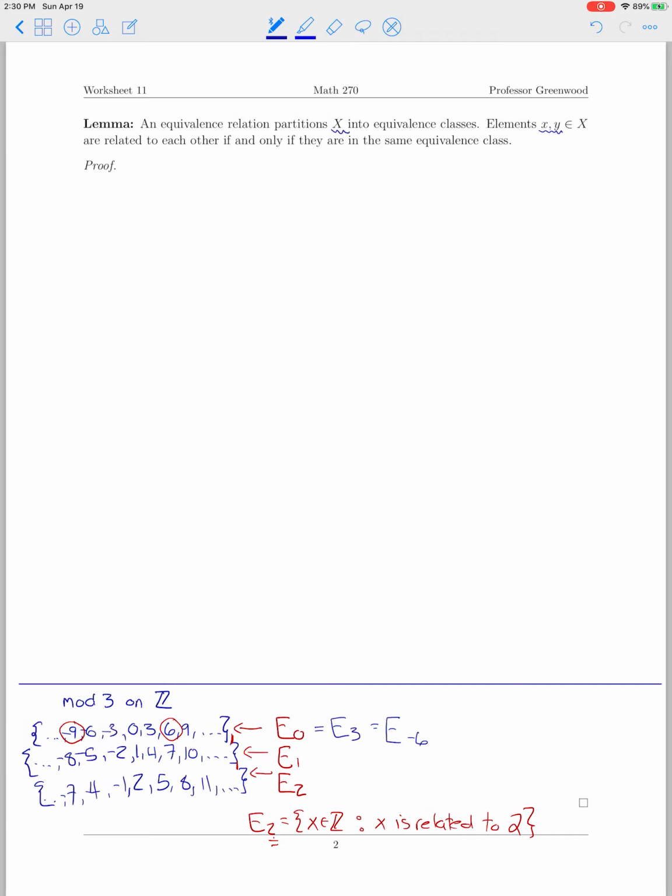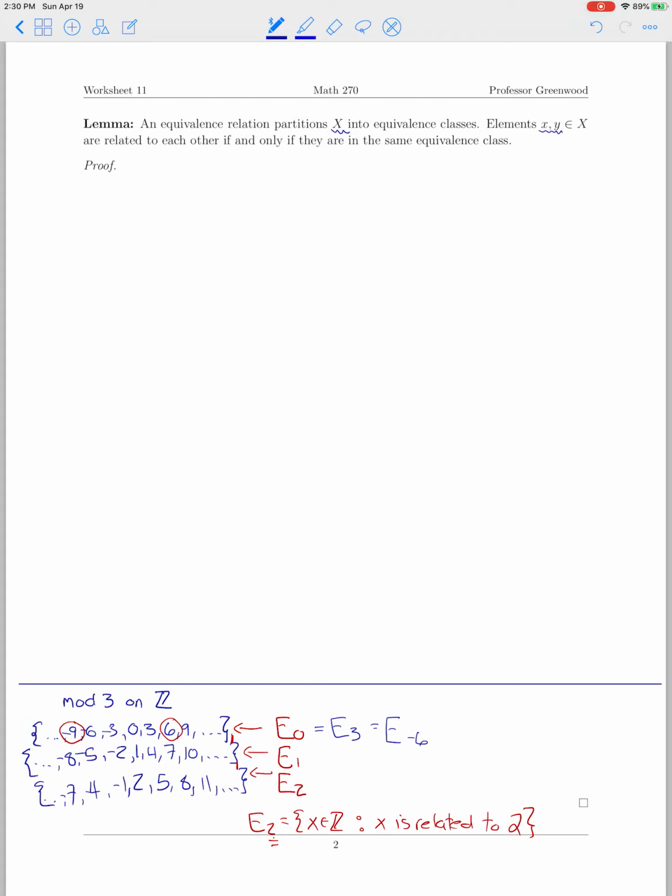And so again, going back to this example, it's just saying Z is divided into chunks, E0, E1, and E2, and everything within each of these chunks is related, and nothing between different chunks is related. All right, now we have to figure out how we could prove this sort of abstract sounding thing. And because there are multiple parts to the statement, the proof is going to have multiple parts as well.